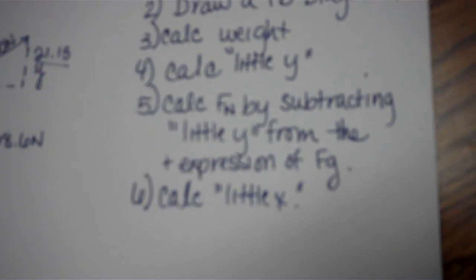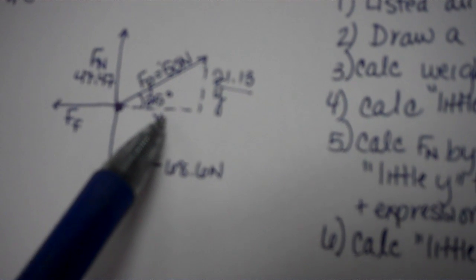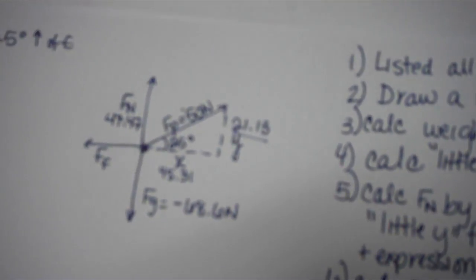Okay, so our little x in this case, if we go back to our little picture here, x is an adjacent and we have a hypotenuse. So we're going to use cosine of 25 is equal to x over 50, or we get cosine of 25 times 50, which gives us 45.31. So we're going to go fill that in right up here so we know what that value is. So we get 45.31 for our little x.